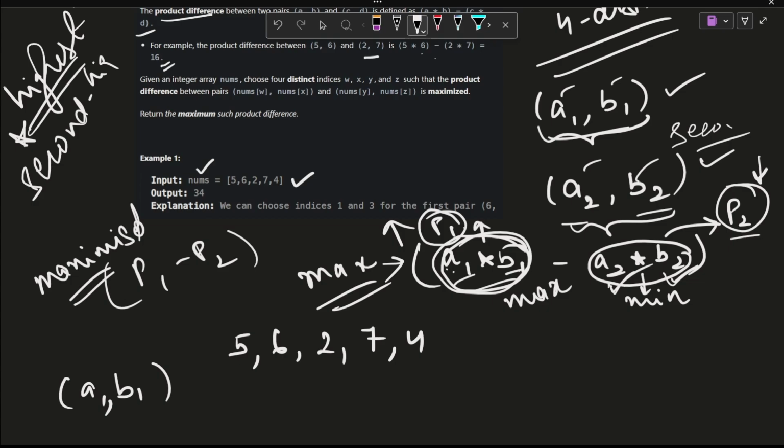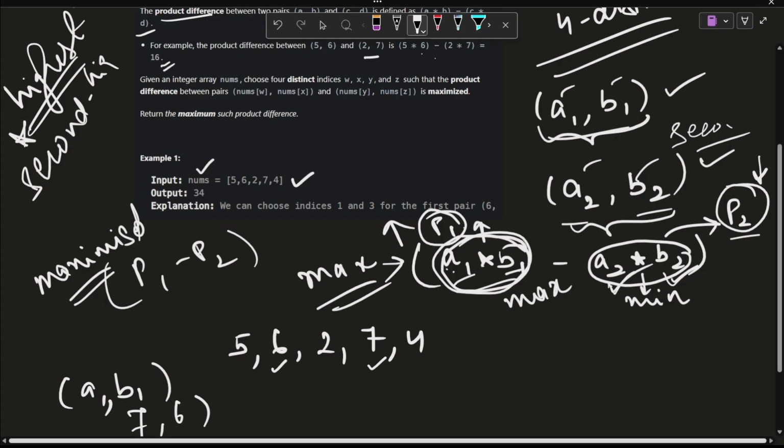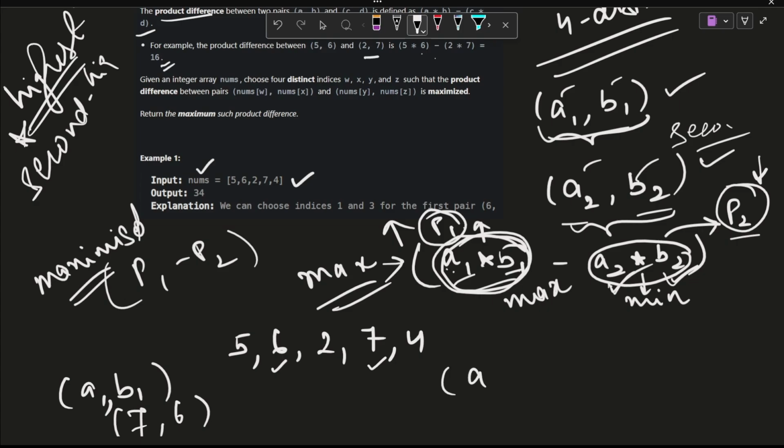So the maximum value that you can see which is present in the array is 7, right? And the second maximum element that is present in the array is 6. So for a1 and b1, you will take the elements 7 comma 6, and for the other pair, that is a2 comma b2, that we want to make as minimum as possible, for that we will take the lowest value present in the array and the second lowest value.